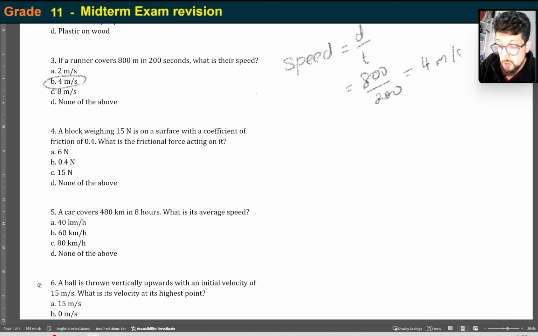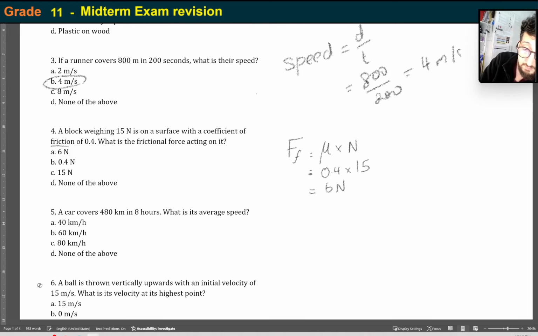Okay. A block weighing 15 newtons is on a surface with a coefficient of friction of 0.4. What is the frictional force? So the frictional force is going to equal mu, the coefficient of friction, multiplied by the normal force. They've given me the normal force because they've given me the weight, which is equivalent to the normal force, and they've given me mu, so that's 0.4 times 15, and that's going to be 6 newtons.